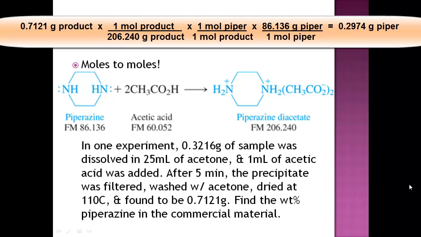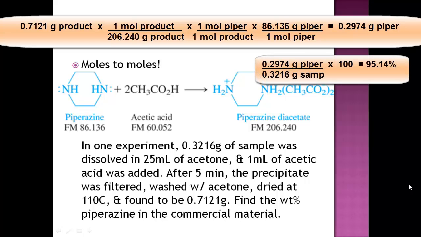So basically you're done, because you already have the grams of the substance. Now you just need the grams of the sample. The grams of the substance is 0.2974 grams divided by the 0.3216 grams of the sample, times 100, which gives you 95.14%. Easy peasy. We will go ahead and do more of these in class, but now I want to talk about when the stoichiometry is actually not 1-to-1. It's just as simple. You just have to use the balanced equation.